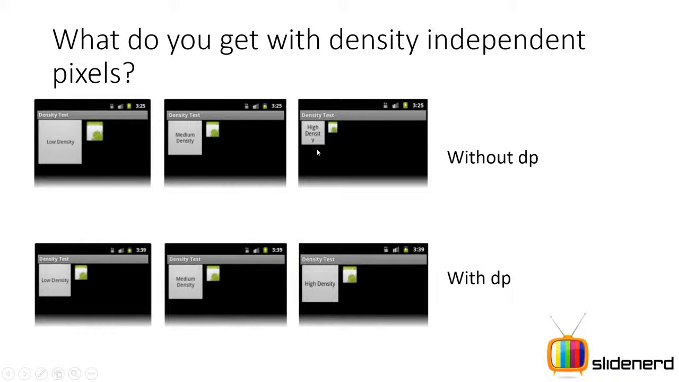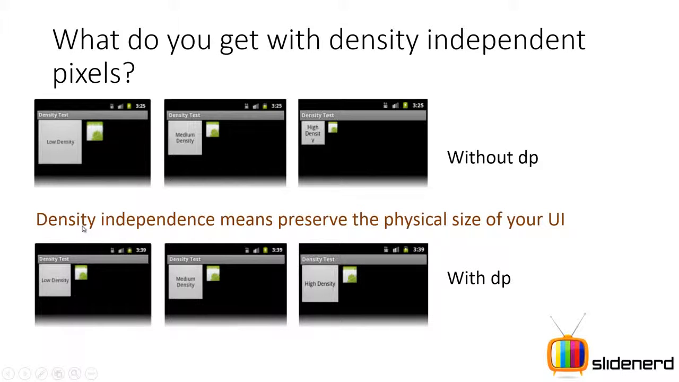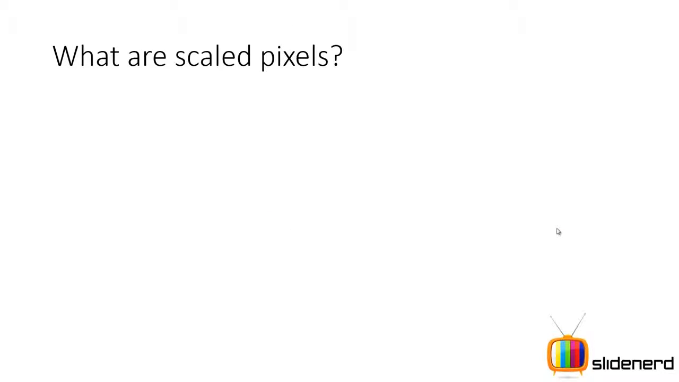But with device independent pixels, when you say 100 dp, it is multiplied by something to give you pixels. Here 100 dp on the medium density is multiplied by something to give you pixels. So in short, Android takes care of maintaining that proportion between the screen size and your user interface component size, and that is why you should use device independent pixels. Remember, device independence or density independence means preserving the physical size of your UI across different devices with different screen densities. So next, what are scaled pixels?